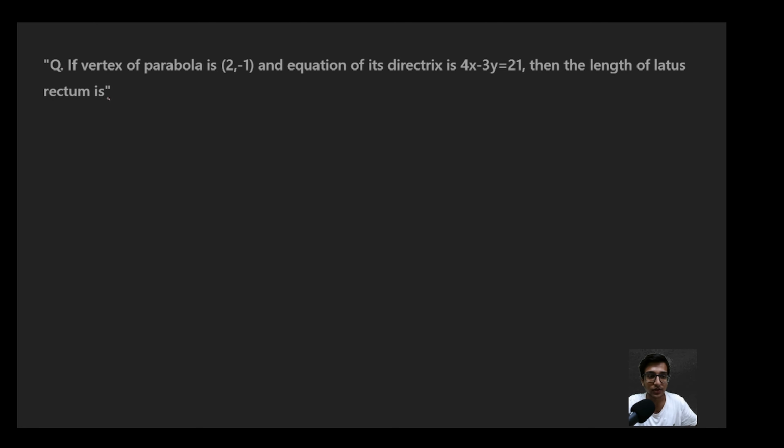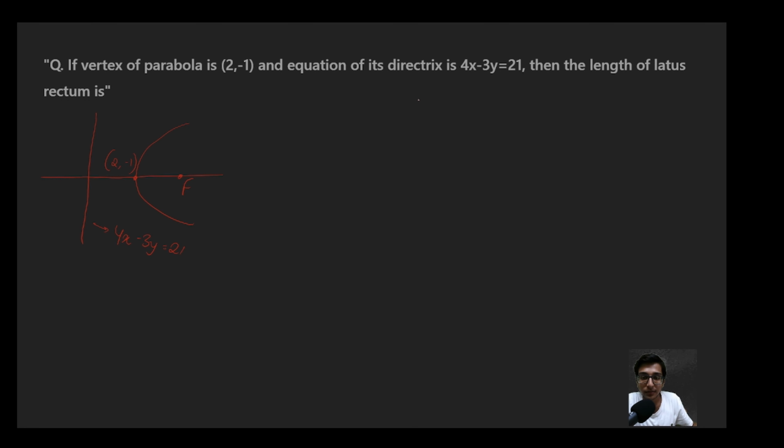So now let's look at this question. A parabola is given. Let us first draw its diagram. The vertex is (2, -1), and there is a directrix which is 4x - 3y = 21. And there is a focus here. We do not know the coordinates of the focus. So they have asked us what is the length of the latus rectum.